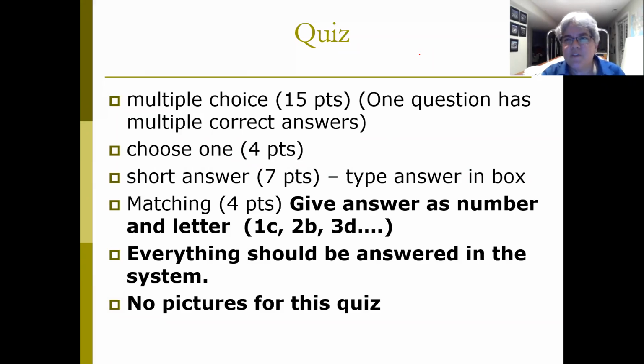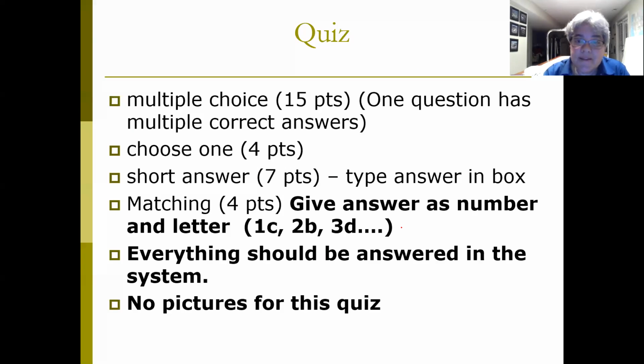There's 4 points of choose one, where you just have 2 choices, and 7 points of short answer. There will be one matching, only 4 points, and you should again give the answer as a number and a letter. We're getting better on the quiz, but some people are still trying to do it their own way and not what I'm asking for.